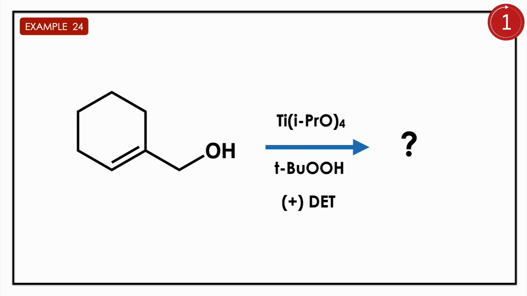Then the next example, the starting material is cyclohexene. In the side chain you have methylene alcohol, titanium isopropoxide you are using, tert-butyl peroxide as a reagent, and DET. You should find what will be the final product.